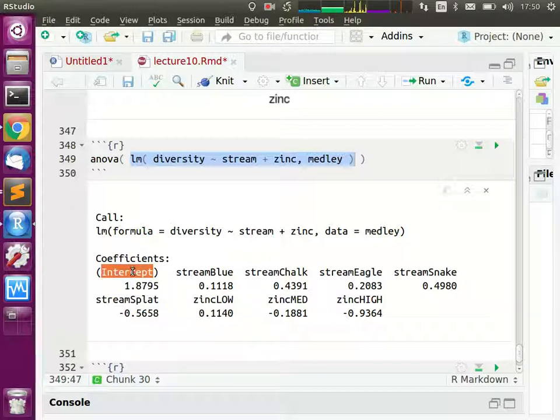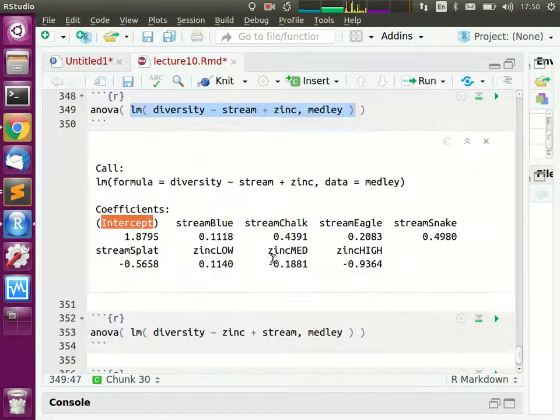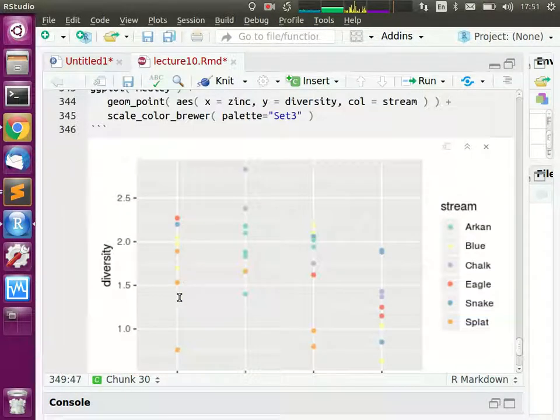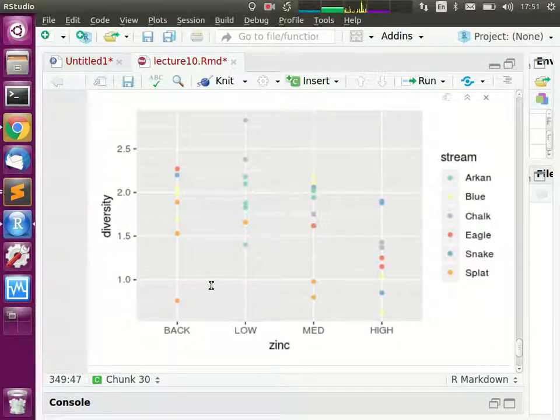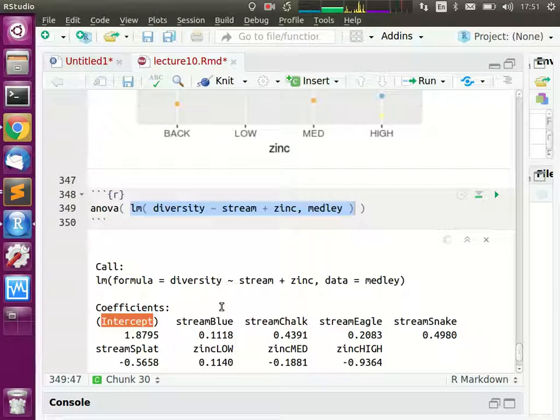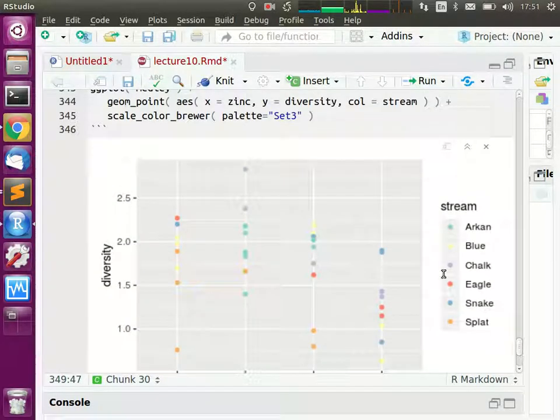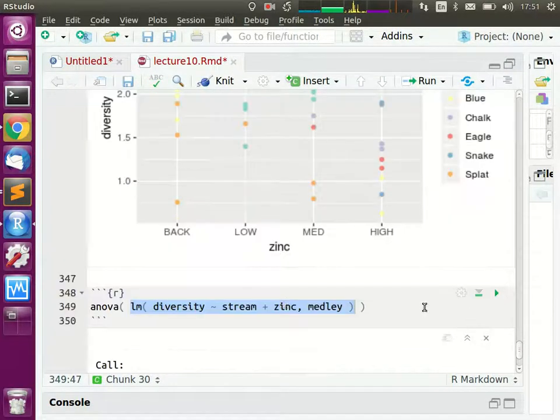What it has calculated is something called coefficients. It has an intercept coefficient, which is the value that it will associate with the first stream, arcan, at background zinc concentration. So whenever it has a sample which is background zinc concentration, it will assume the mean 1.87 and subtract this from the sample. So all these, and do we have any arcan? Well, we don't have any, but if we had any, we would subtract that one to get our square for our sum of squares.